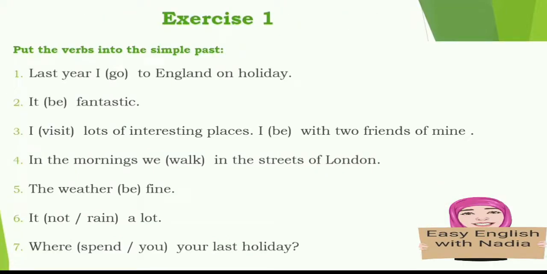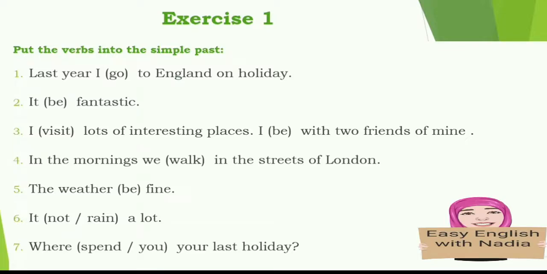Now let's do exercise 1. Put the verbs into the simple past. Are you ready? Last year, I go to England on holiday. It be fantastic. I visit lots of interesting places. It be with 2 friends of mine. In the mornings, we walk in the streets of London. The weather be fine. It not rain a lot. Where spend you your last holiday?